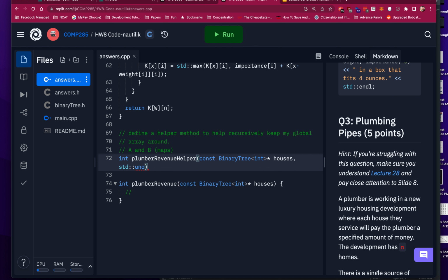So we're going to use an unordered map from binary tree pointers to integers. This is going to be my A, and it is also going to be a pointer because I'm going to pass it around and I'm going to modify it.